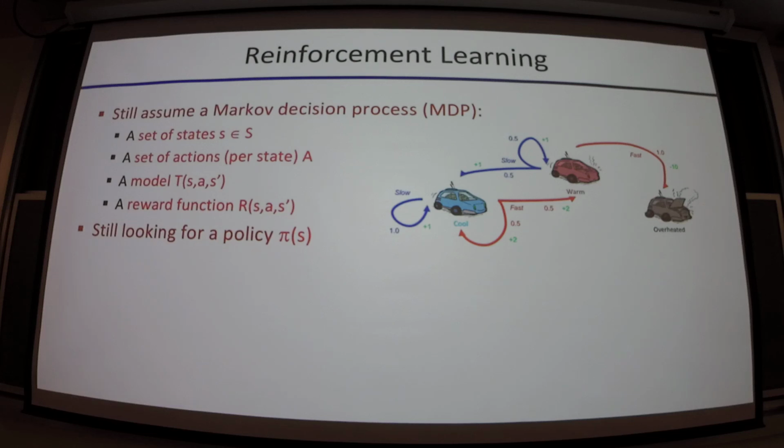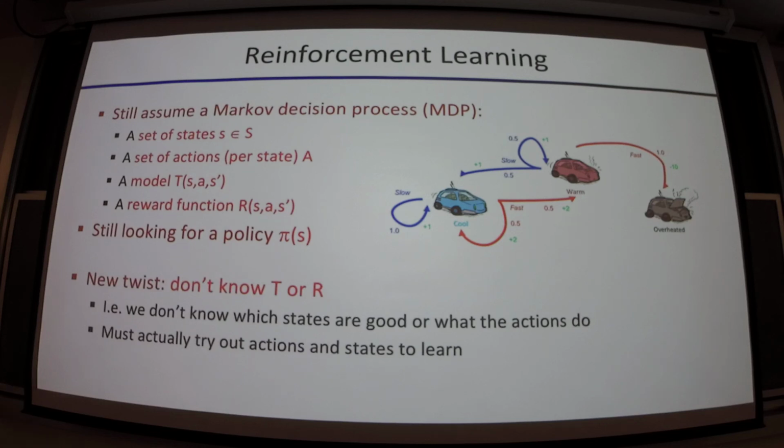So in MDPs, we had the set of states, we had the set of actions, we had our conditional probabilities describing these transition functions, we had reward functions that happened when you landed in a state, right? And we were looking for a policy pi. We're still looking for a policy pi that maps states to actions. That's going to be our outcome of reinforcement learning. But here's a new twist. We don't know T and we don't know R necessarily in advance.